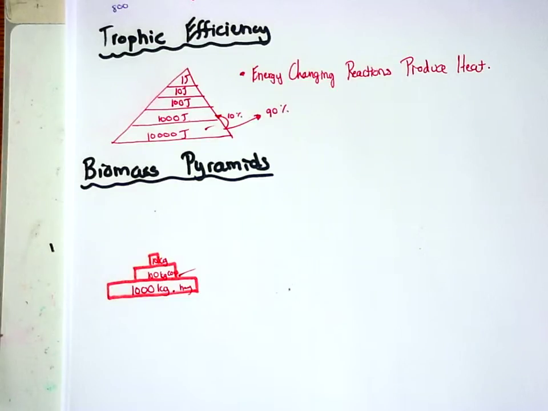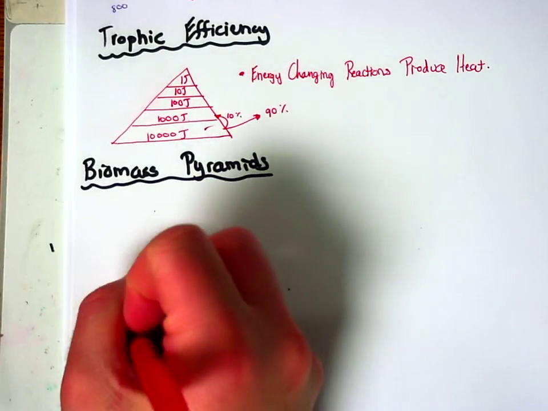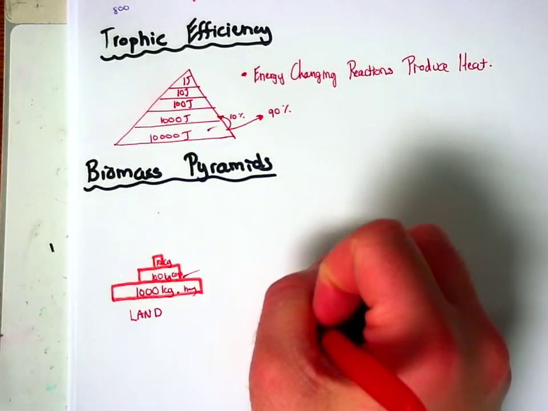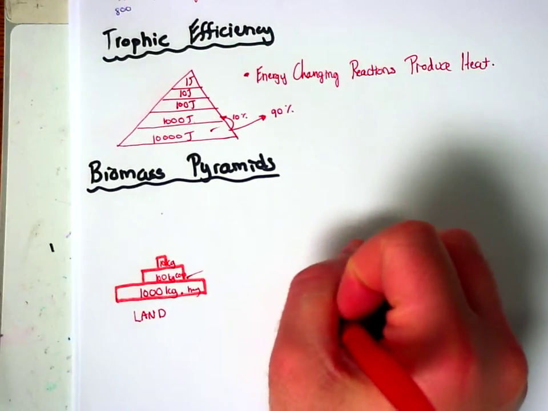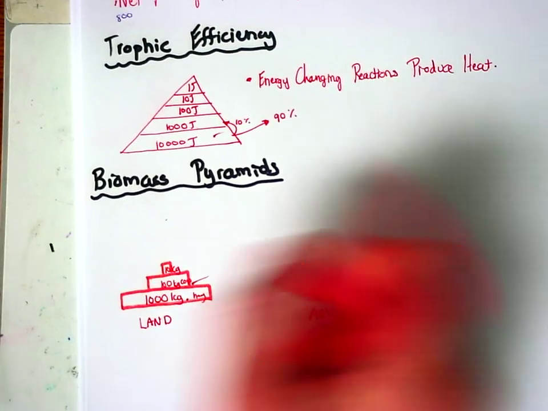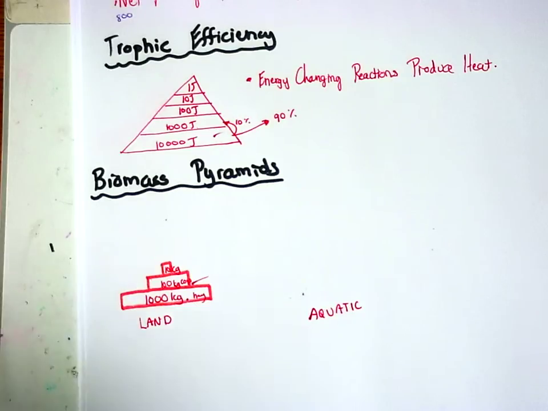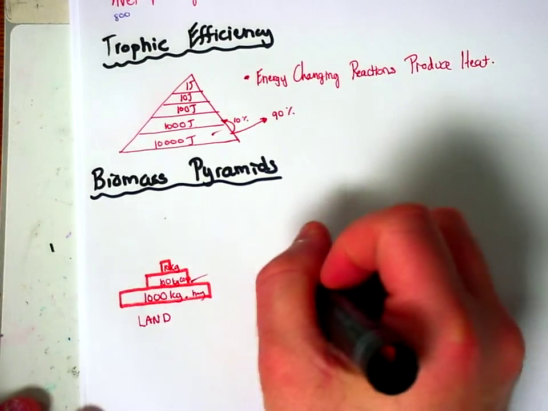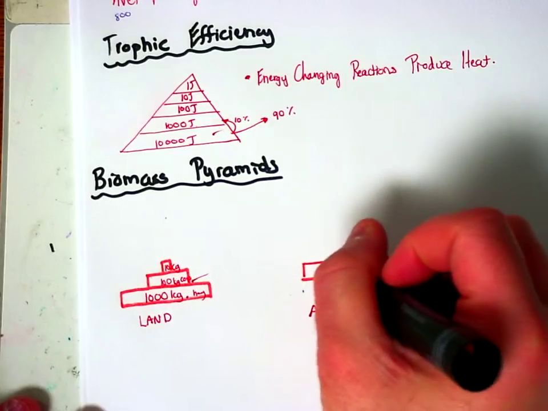Cool. Now, this is typically for a land-based ecosystem. A lot of aquatic ecosystems, though, are a little bit different. Let me show you an aquatic ecosystem. A lot of aquatic ecosystems look something like this. I only drew two levels. But you see it's inverted.